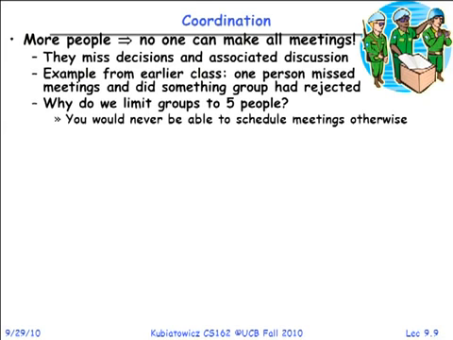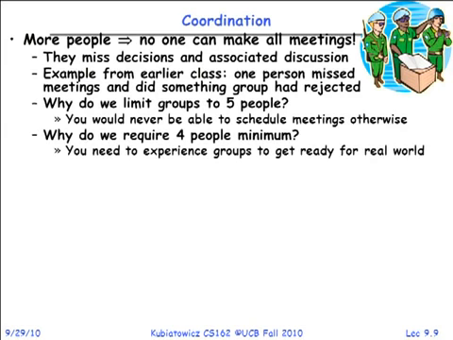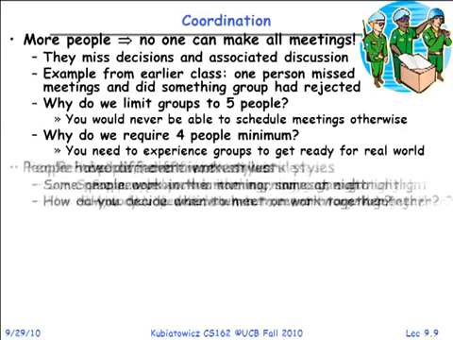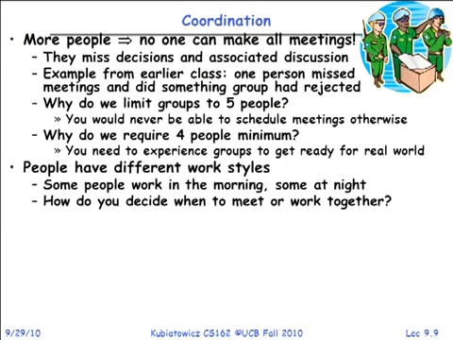Okay, why do we limit groups to 5 people? Well, because I think with more than 5, we would never get anything done. That's my experience with Berkeley students. Why do we require 4? Well, because there's a lot of work to do. And you probably want experience with groups to get ready for the real world, because they're going to be much bigger in the real world.